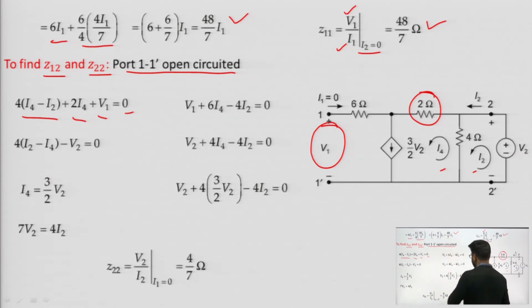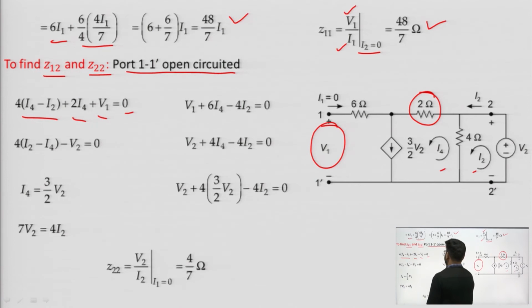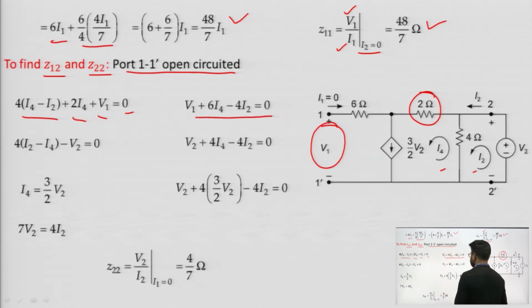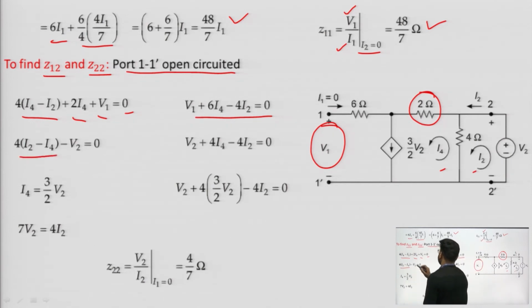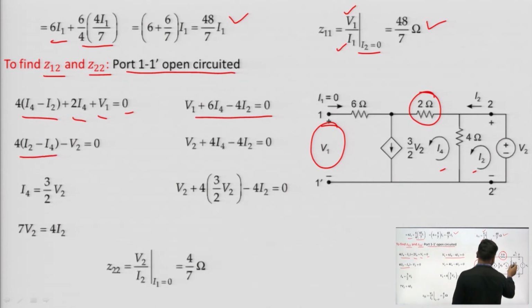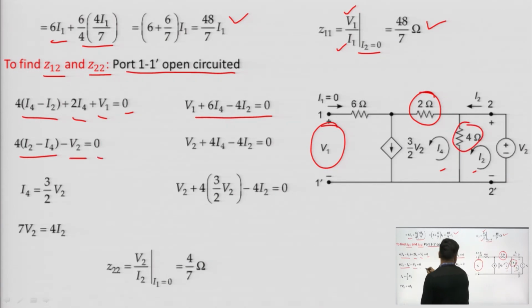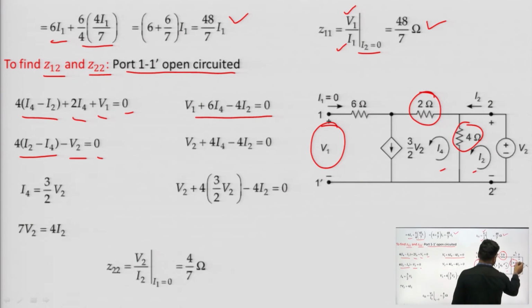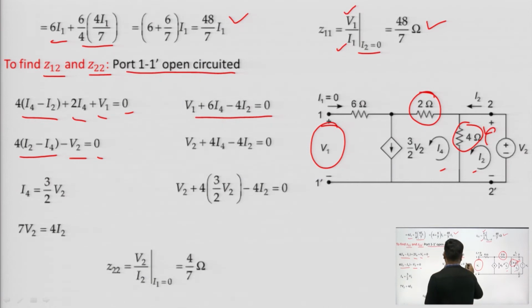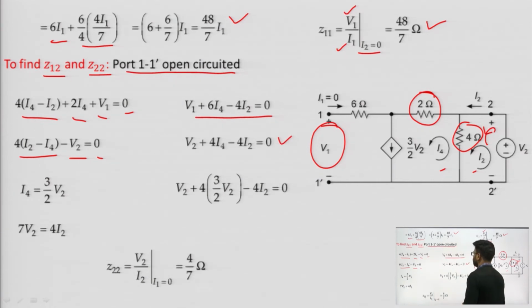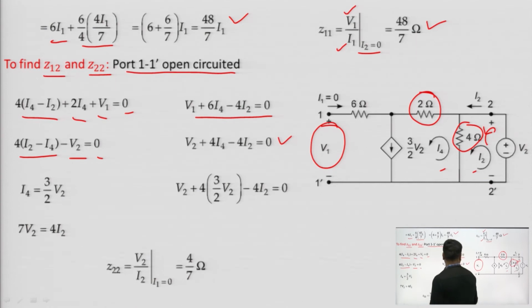So, this is how we have obtained the value of V1: V1 plus 6 (I4 minus I2) equals to 0. Also, 4 into (I2 minus I4), the current which is flowing in this 4 ohm, minus V2 equals to 0. By applying KVL in this loop only, we got the second equation in V2, I4 and I2. Now, I4 will be equal to 3 by 2 V2.